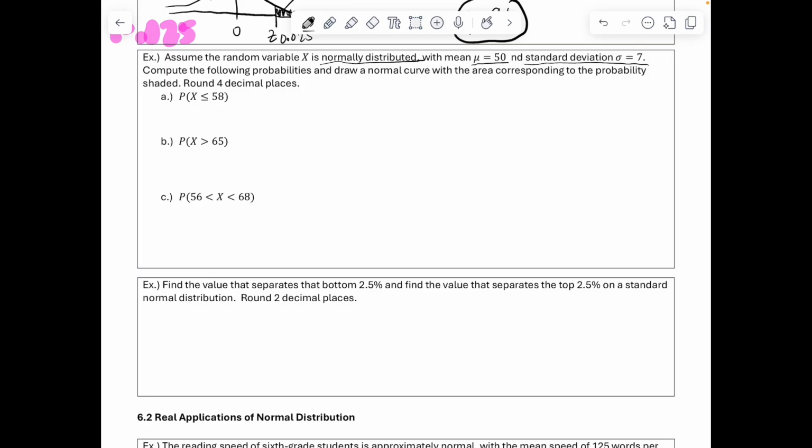So the first one that we have is the probability that x is less than or equal to 58. And let's go ahead and draw our bell-shaped curve, our normal curve. And this time in the middle we put our mean, which is 50, that was given to us. And the number that we have in the problem is 58, which is larger than 50. So I'm going to put on 58. And the symbol that's in here is a less than or equals to, which means I'm going to be shading to the left.